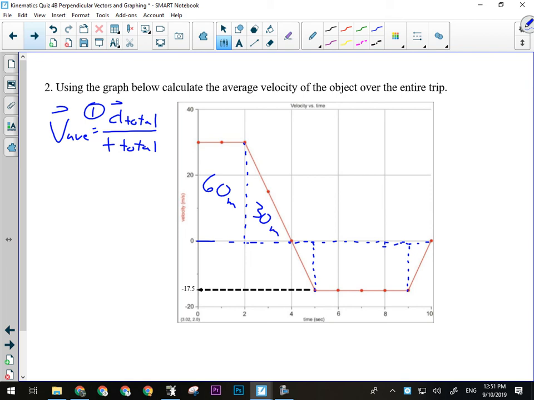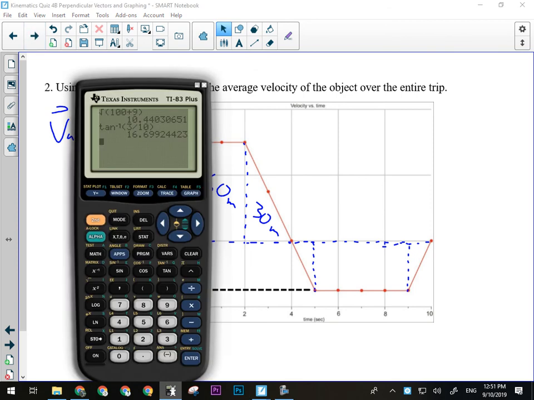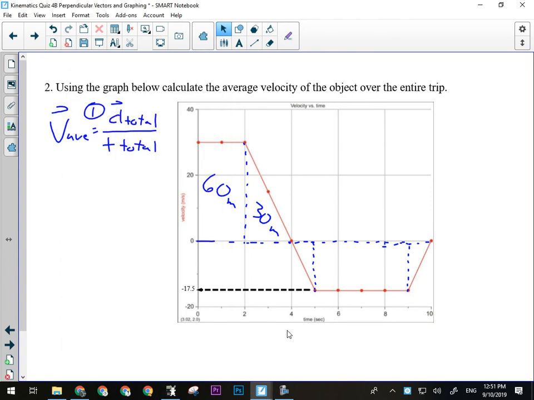Okay, then we've got this triangle here that is 17 and a half high, negative 17 and a half high by 1 second wide, or on the base. Okay, so we'll have 17 and a half over 2. It should be 8 and 3/4, sorry. This one here is 8.75 meters, and it's negative. Okay, this one here is exactly the same size, so I'm just going to do that again.